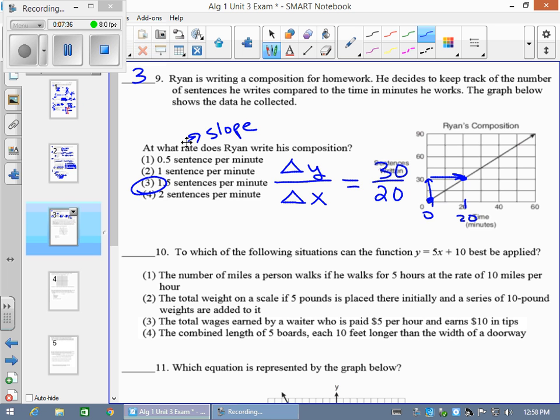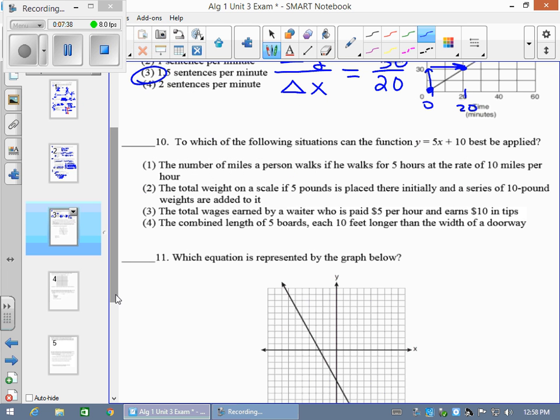Question 10, you want to take a look at each situation. The correct answer here was choice 3. Now let me explain why. The total wages earned by a waiter who's paid $5 per hour and earns $10 in tips. So if you thought about x equaling hours, $5 per hour should make sense. And then $10 in tips would be the extra money that he would take per shift. So that should be choice 3.